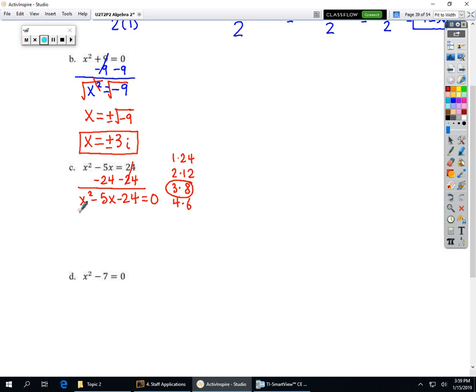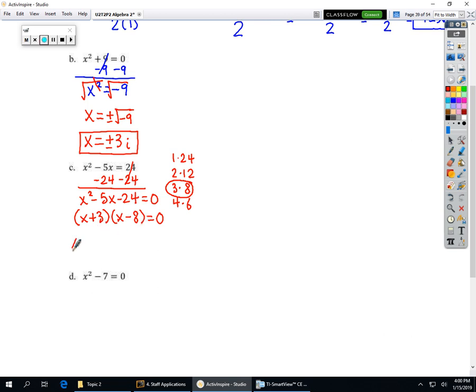So I would factor this. This would become x plus 3, x minus 8. And you want to double check. 3 minus 8 is negative 5. 3 times negative 8 is negative 24. So this has now been properly factored.